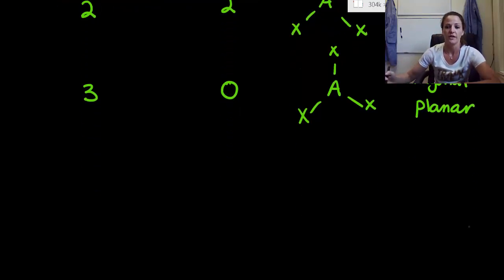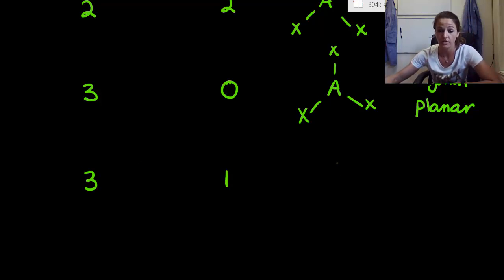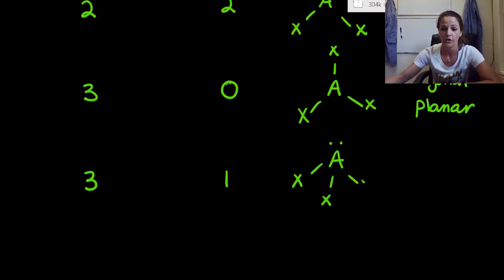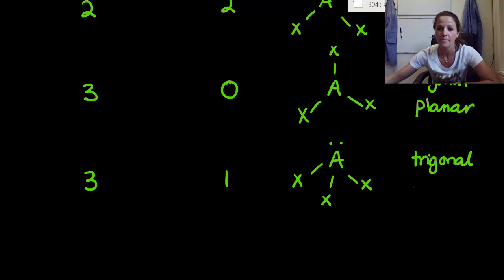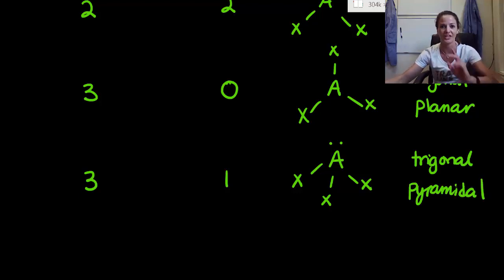Now let's move on. So now we're going to say we have 3 atoms connected to the central atom, 1 lone pair. So here we go. Central atom, 1 lone pair, and it's connected to 3 things. 1, 2, 3. This one is called trigonal pyramidal. Now, I hear this all the time, "pyramidal." No, that's not pyramidal, it's pyramidal. Trigonal pyramidal. All right, moving on.